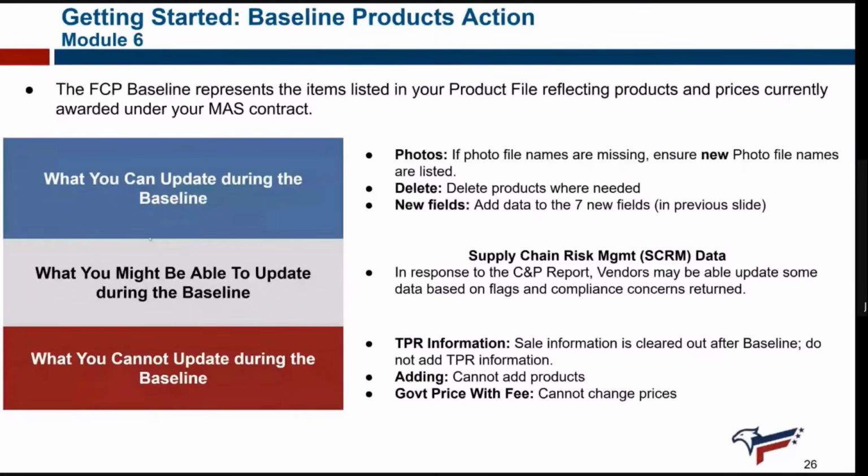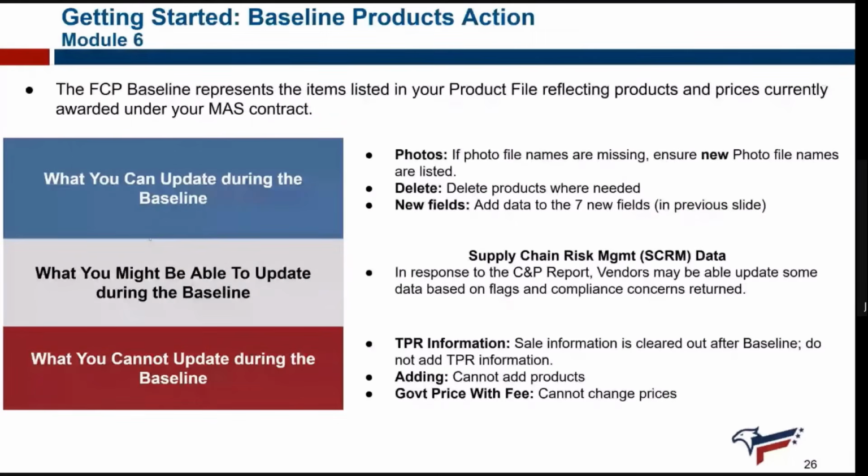And then what you cannot update during the baseline. So temporary price reductions. Sale information is automatically cleared out after the baseline. So you'll error out if you actually have TPR information in there. So don't add temporary price reduction information within your product file while you're doing your baseline.